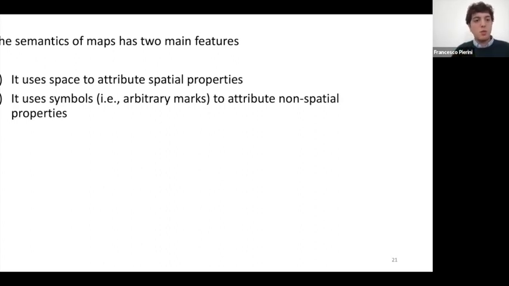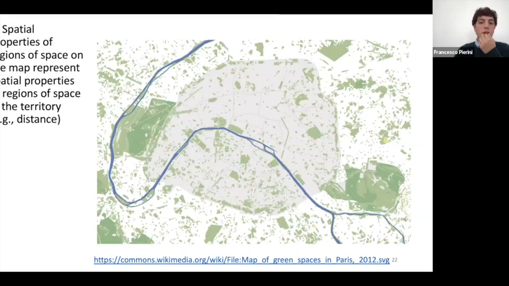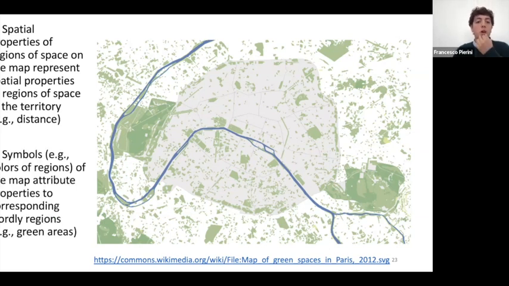Well, maps, as I said before, use two main features to build meaning. They use space to attribute spatial properties, and they also use symbols, that is, arbitrary graphic marks, to attribute non-spatial properties. So to see what I mean, take, for instance, this map of the green areas of Paris. In this map, as in the previous example of the one-line map, spatial properties of regions of space on the map represent spatial properties of regions of space in the territory. For instance, this is a two-dimensional map, so distances on this map should represent distances in the represented area, which is Paris. And it also uses symbols.